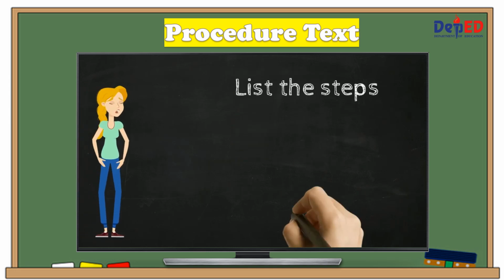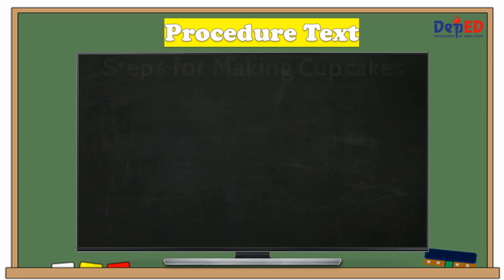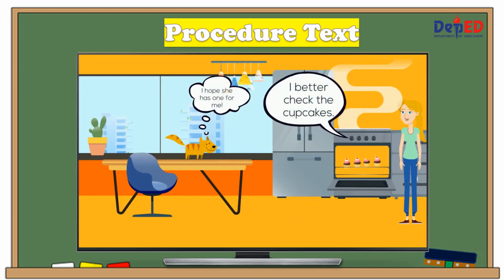Finally, we must list the steps in the correct order so that our recipe comes out right. I wouldn't want them to come out wrong. I am going to make sure I use transition words and precise words that explain my directions well. I better check the cupcakes.